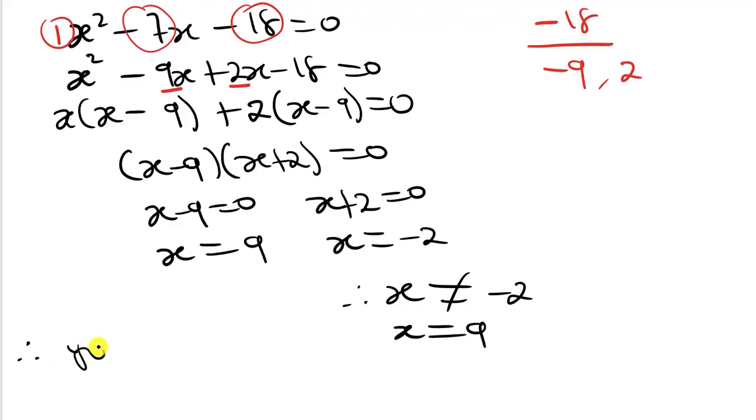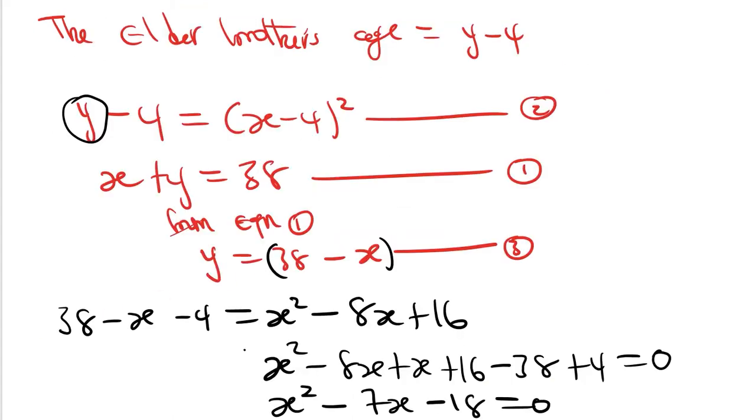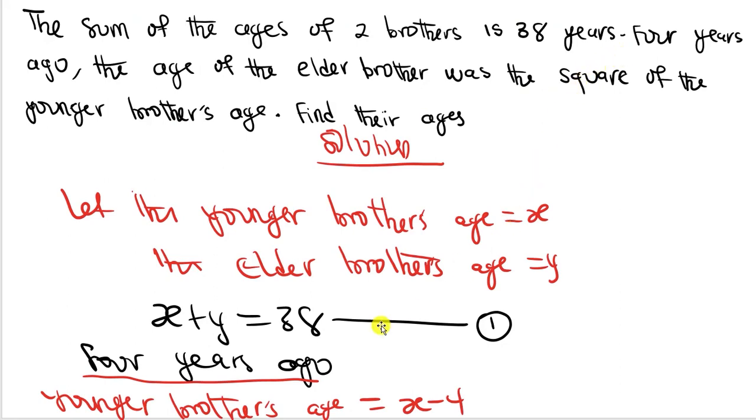Therefore, the younger brother's age is 9 years. Now, what about the other brother's age? Don't forget that the sum is equal to 38. That is, yes, x plus y is equal to 38. So if you now know the value for x, it means that you can get your value for y.